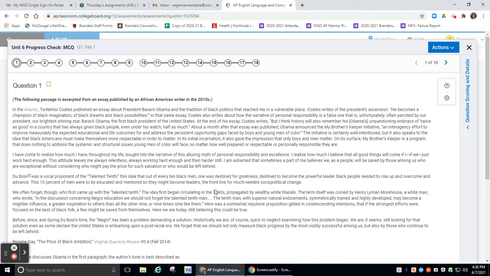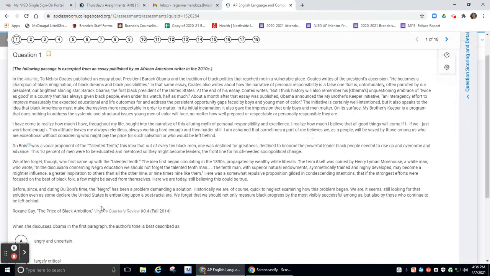So this first passage is more contemporary. It's an article by Roxane Gay, The Price of Black Ambition, but she references Ta-Nehisi Coates' article as well. So this was the fall of 2014. You have 4 questions, so clearly they'll vary in length. One will be difficult, one will be challenging, etc.